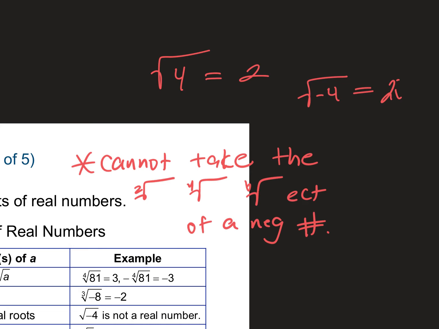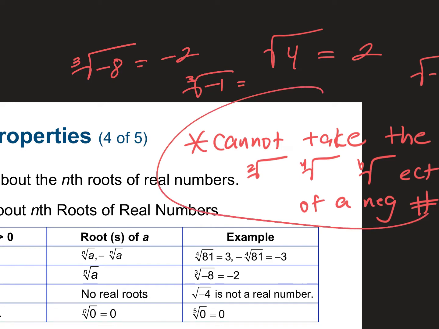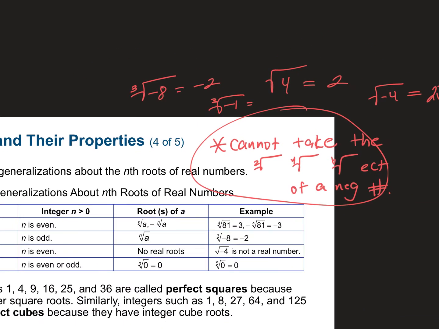But you can take an odd root. Like, what is the 3rd root, the cube root of negative 8? Well, what number times itself 3 times gives you negative 8? Negative 2. What's the cube root of negative 1? What number times itself 3 times gives you negative 1? Negative 1. So you cannot take the even root of a negative number. That's what I need you to remember from there.